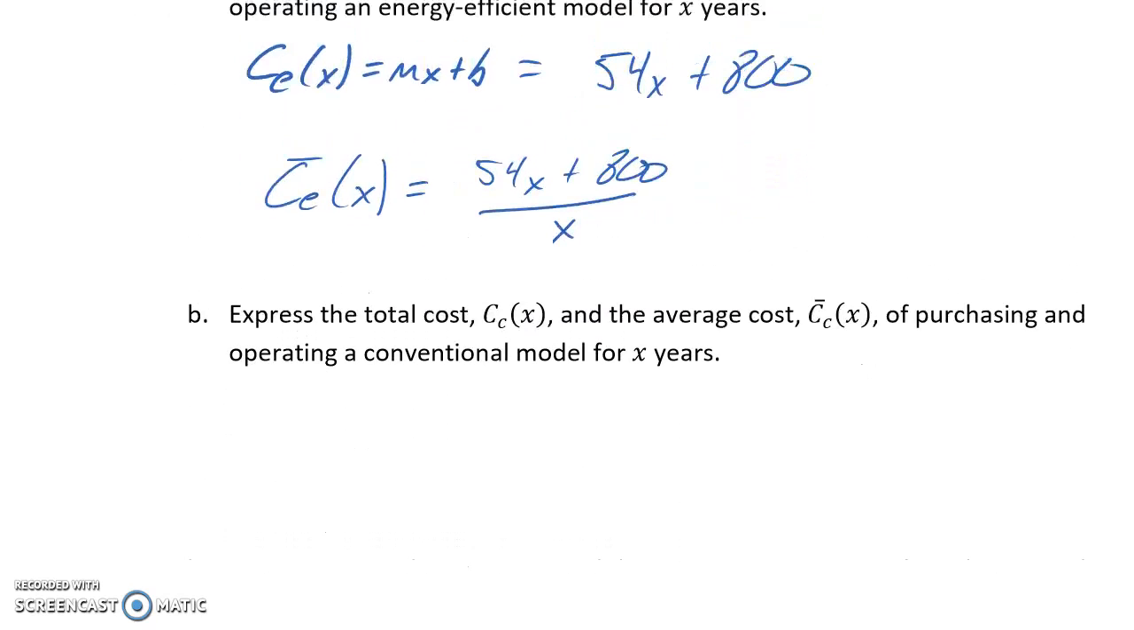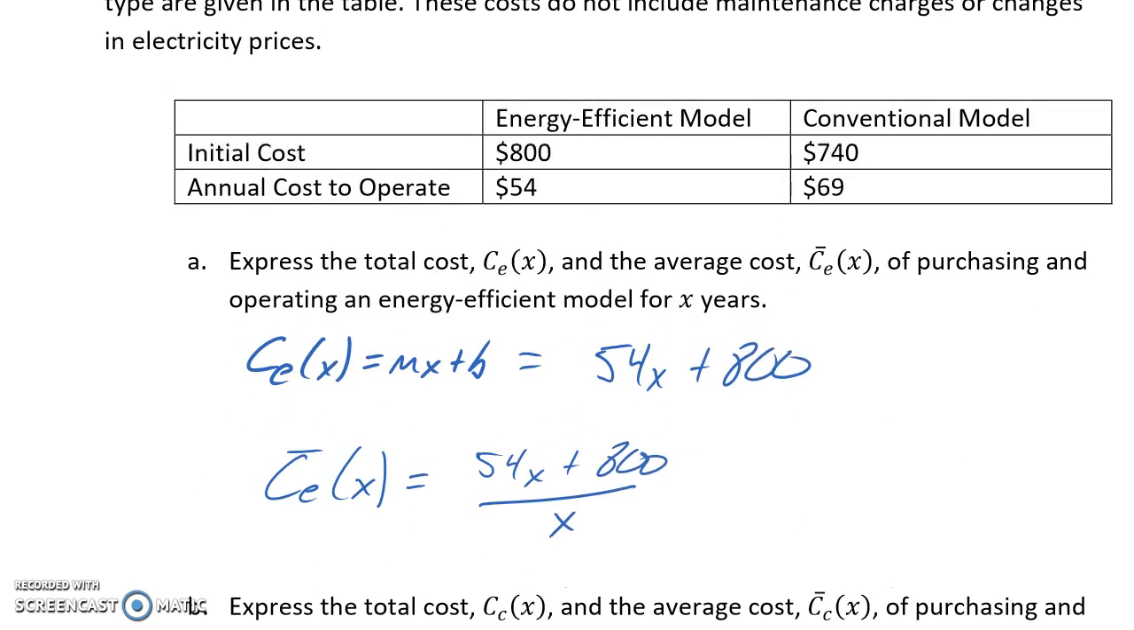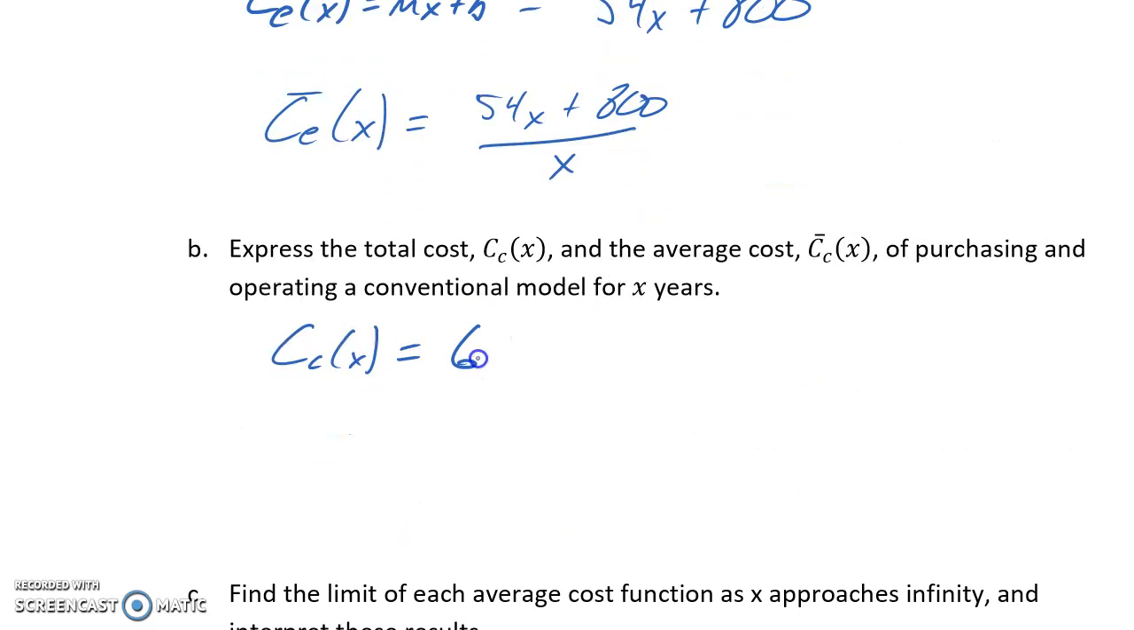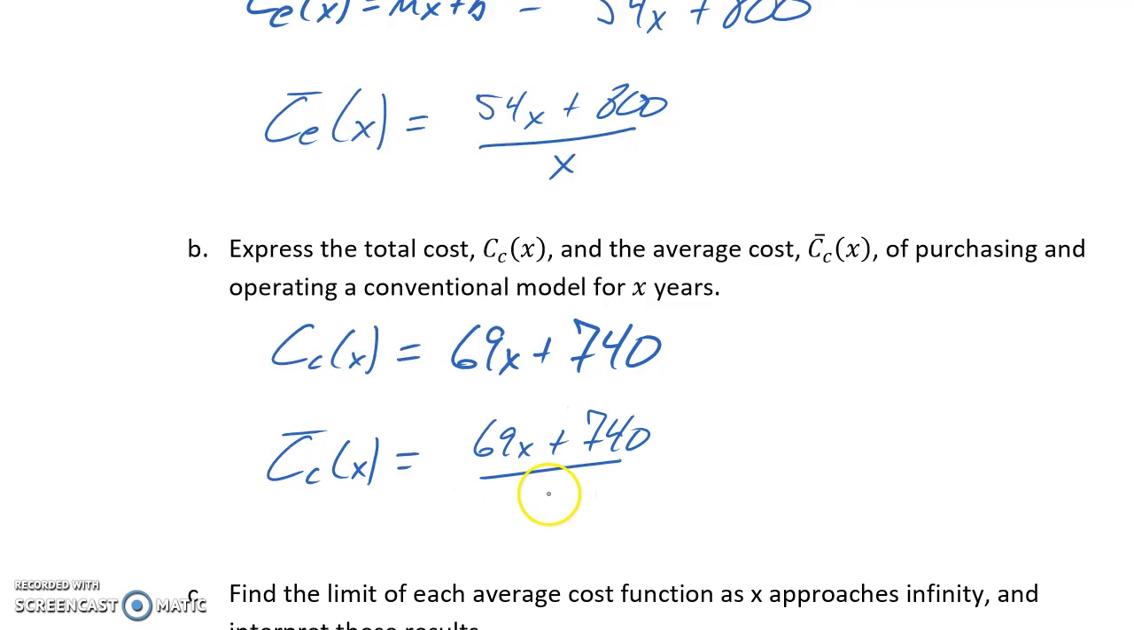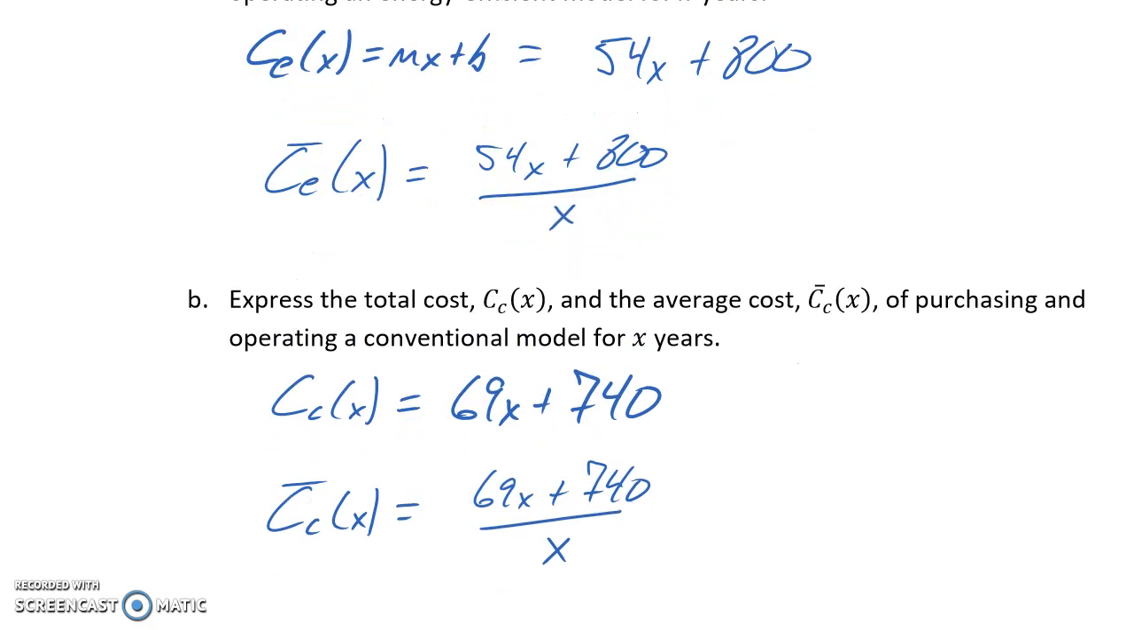Then we want to do exactly the same thing for our conventional model. Again, we would look back up at the table. We have a fixed cost, which is that initial purchase price, so that initial cost of the appliance, and then the variable cost, which is the cost to operate it per year, giving us a cost function of 69x plus 740. From there, we can generate the average cost function, which would be 69x plus 740 over x. So for these two different models of appliance, we have an average cost function.